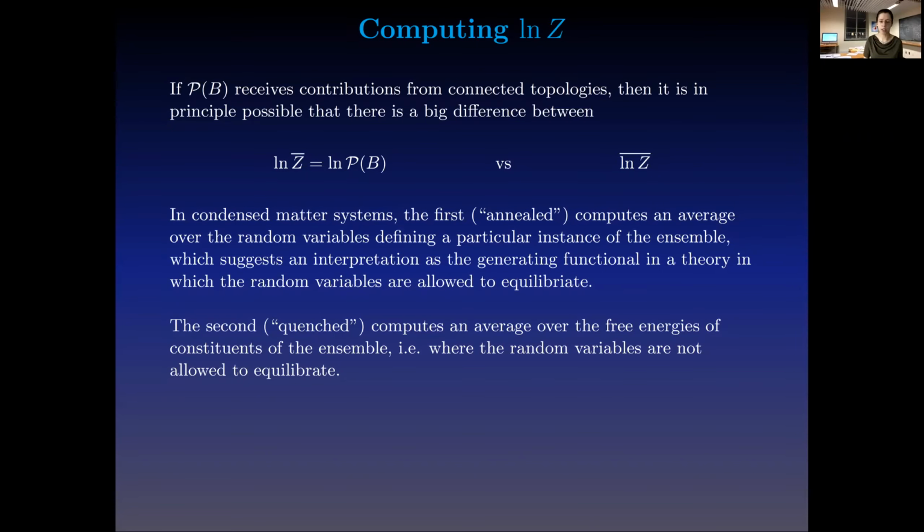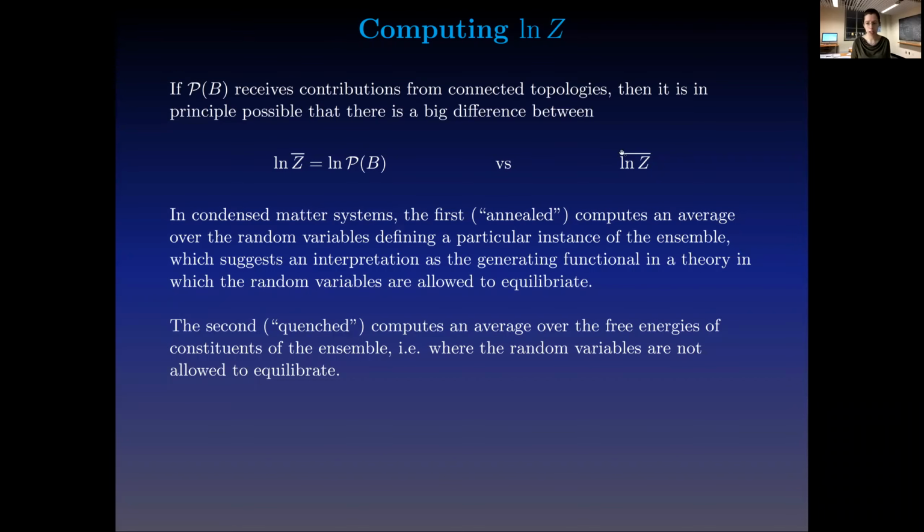And in condensed matter systems, for example, this first quantity here is called the annealed free energy, or the annealed generating function. I'll have it written minus T here. This computes an average over the random variables that define a particular instance of the ensemble, which suggests an interpretation that this is a generating functional in a theory in which the variables are allowed to equilibrate. And that's not really consistent with what we want.